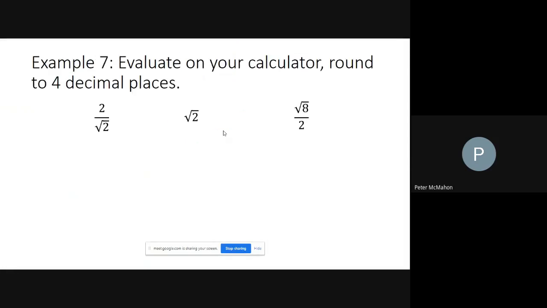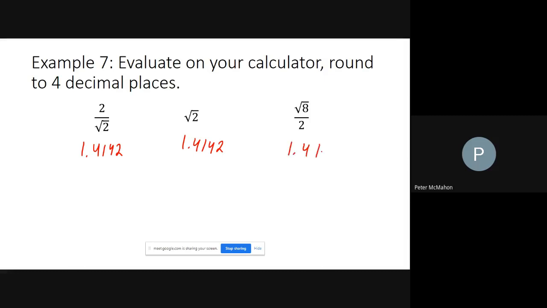Okay, so example 7. Instructions say evaluate and calculate, rounded to 4 decimal places. So if I go 2 divided by square root of 2, I get 1.4142. If I go square root of 2, I get the exact same number, rounded to 4 decimals, 1.4142. If I go square root of 8 divided by 2, I get the exact same thing as well.